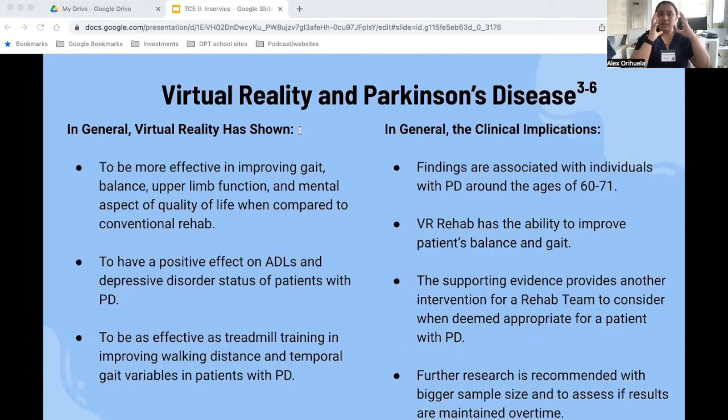So now, based on the studies demonstrated in the previous slide, in general, utilizing virtual reality as an intervention for individuals with Parkinson's disease when deemed appropriate can improve gait mechanics, balance, upper limb function, as well as have a positive effect on ADLs and depressive disorder status. However, further research is recommended with a bigger sample size and to assess if those results are maintained over time.